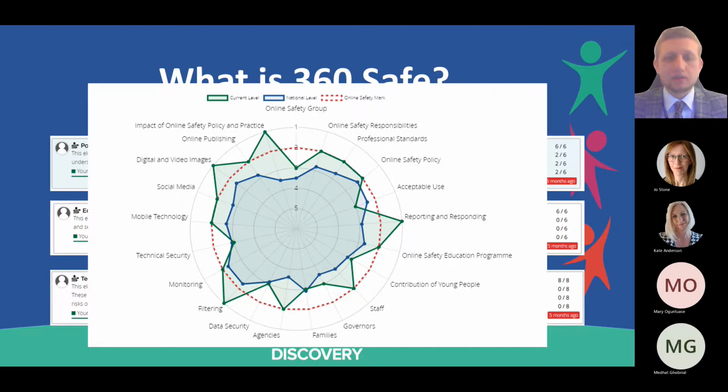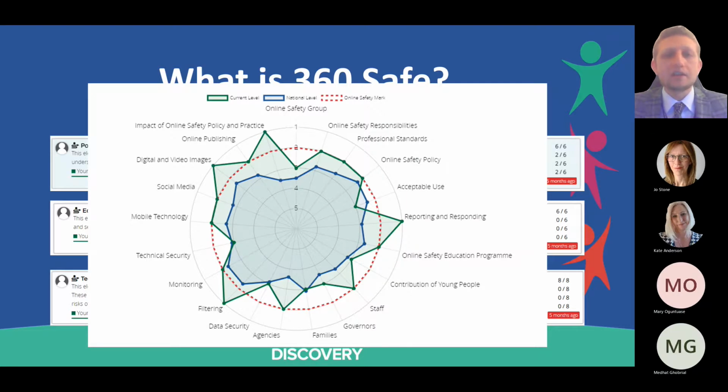So what will happen is, once you've got to where you need to get to, you would then send off to Southwest Grid for Learning and 360 Safe. Right, I think we're ready to be assessed now. That comes through to us. And by us, I mean, from the assessor point of view, we look at your evidence and how you built that up, and then we would come in and do a day's assessment to see if you meet the criteria for the online safety mark.